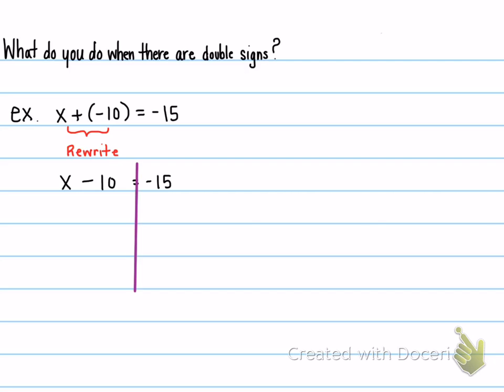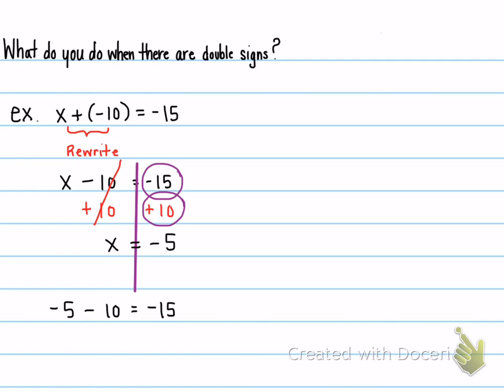It's x minus 10. To get rid of that minus 10, or -10, I do the opposite, plus 10. I show that on both sides. I know that my -10 and +10 cancel out. I end up with x equals -15 and +10, which is -5. I can check my answer. -5 minus 10 needs to equal -15. I have a -5 and a -10, and that does equal -15.